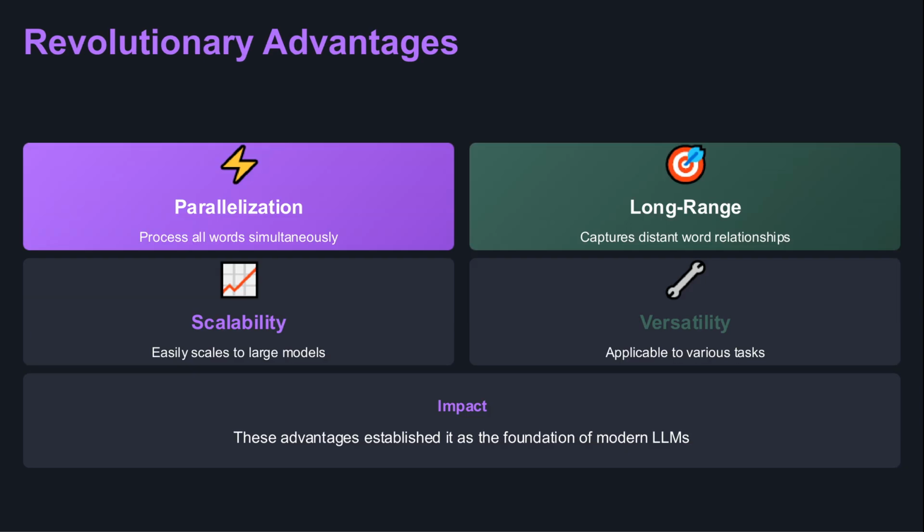The advantages are clear. It processes all words in parallel, captures long-range relationships, and scales well to very large models. It is also versatile enough to handle many different tasks across NLP. Those strengths are why the transformer became the foundation of modern LLMs. The result has been a rapid acceleration in AI capabilities.